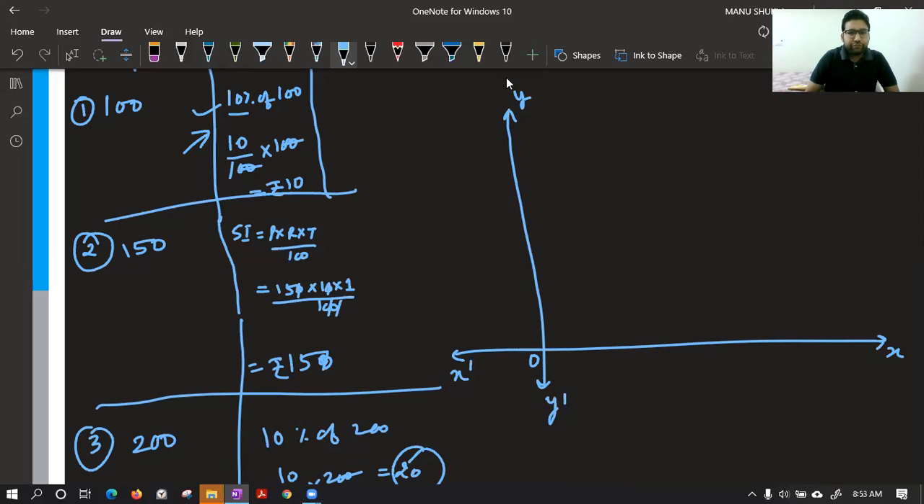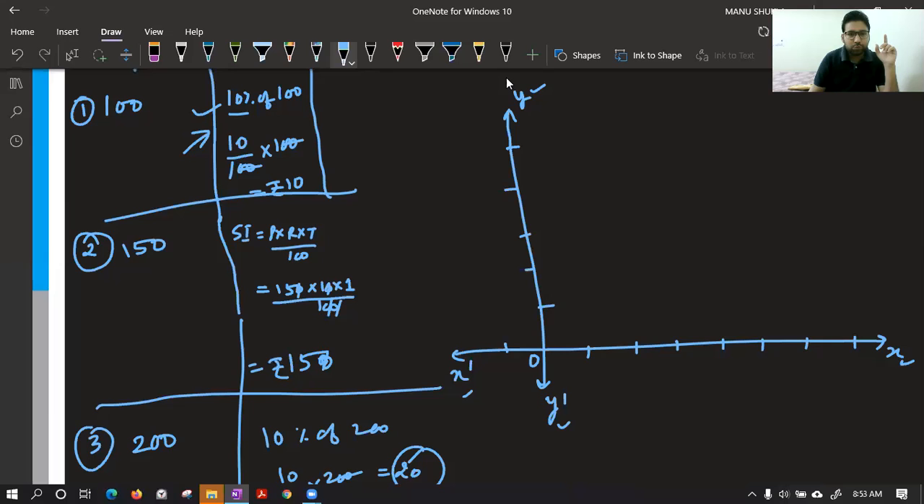Okay, so first thing when you draw, you have to make this Y dash, X dash. Second thing, you have to make the equal divisions. Equal divisions you will make like this. Divisions should be very much equal.